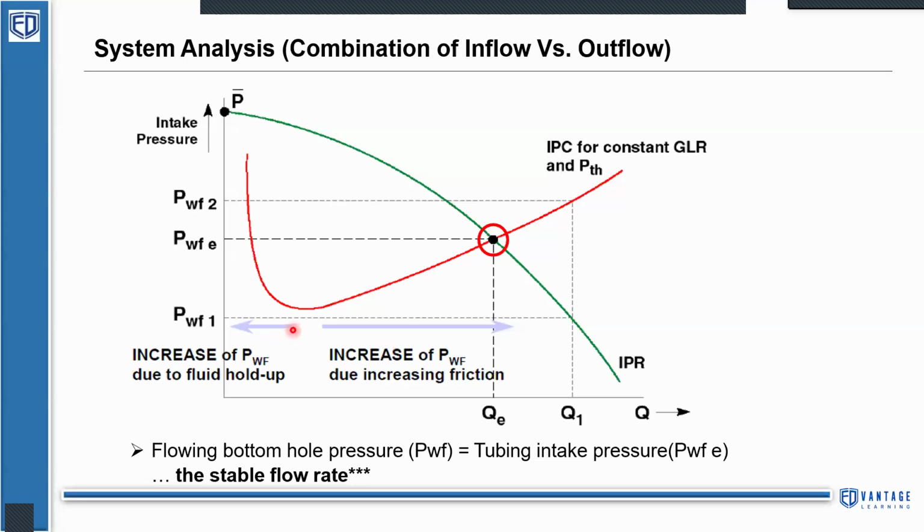Towards the left, there is an increase in PW due to fluid hold up. That is mostly due to inertial effects. But towards the right, there is an increase of PW due to increase in friction, where the friction forces dominate. That is what is important for us. So this is the operating point, which is the point at which the FBHP from the IPR is equal to the FBHP of the TPR. The intake pressure is exactly equal to the output pressure from the reservoir, which gives a stable flow rate.